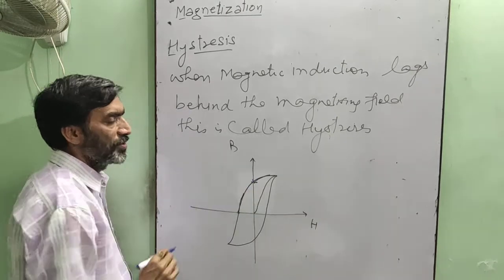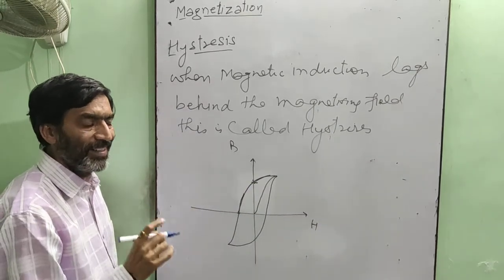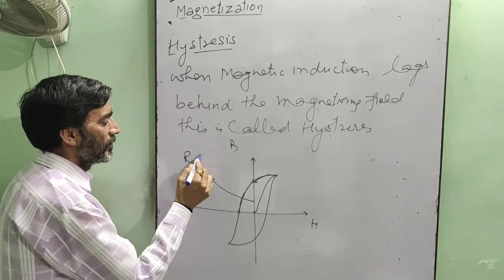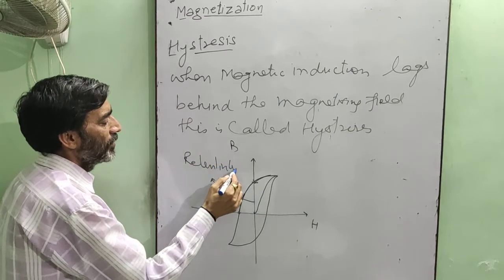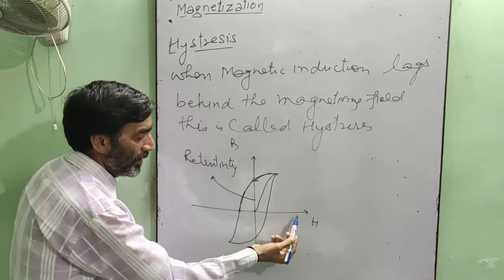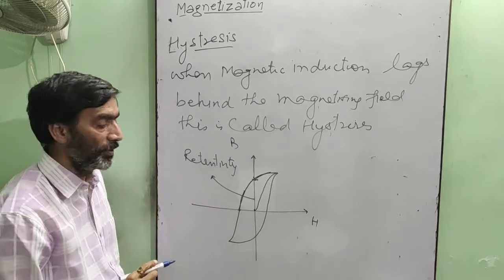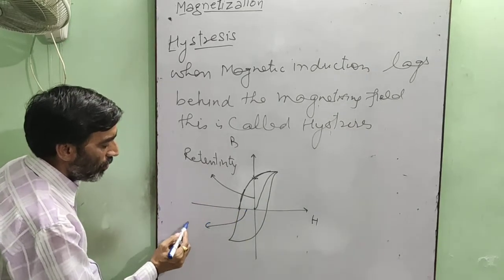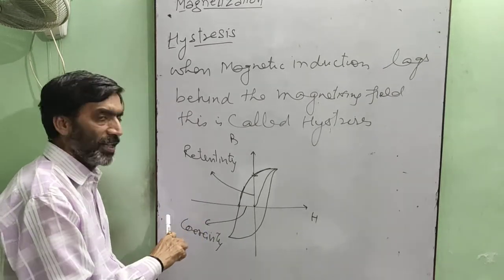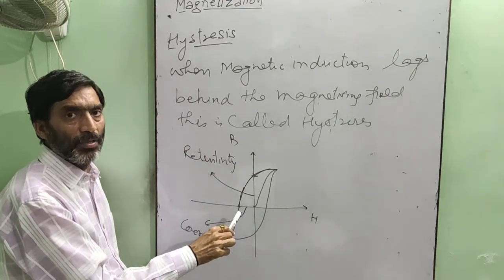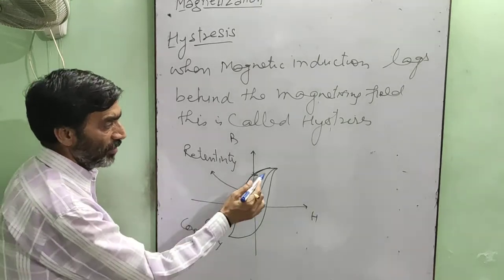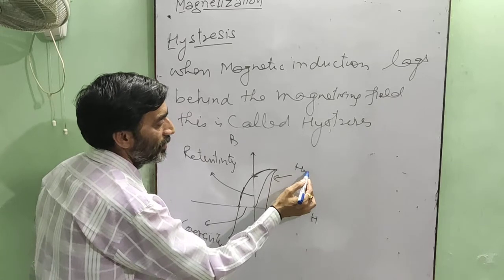This magnetic induction remains inside the magnetic substance when the magnetizing field becomes 0, and is called retentivity. Retentivity means magnetic induction remains in the magnetic substance when magnetizing field becomes 0. This H is called coercivity. It means the magnetizing field in the opposite direction for which the magnetic induction becomes 0 is called coercivity. So this is called the hysteresis curve.